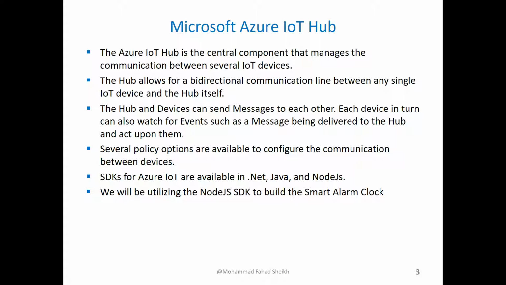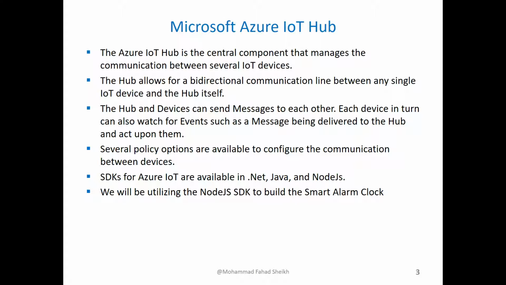The hub and the devices can send messages to each other, and each device in turn can also watch for events, such as messages being delivered to the hub, and act upon them. This is one of the main methods that devices can act on reactions or sensors from other devices. Messages will be sent to the hub, and you can track those messages down and subscribe to them. And when you see those messages coming to the hub, you can act upon them.